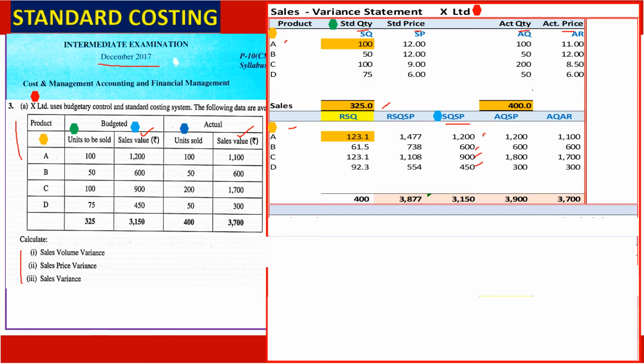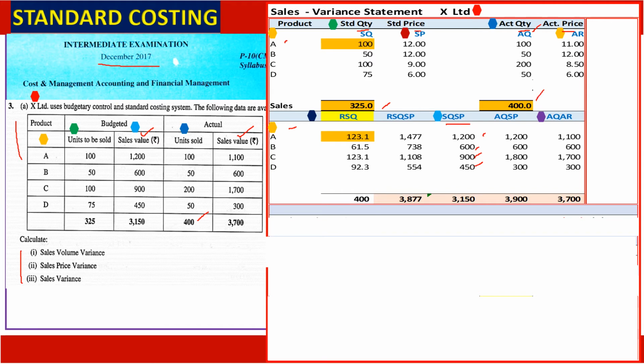Similarly, we have got actual sales, AQ. We make the posting 100, 50, 250. We have given actual sales value, AQ into AR, 1100, 600, and we have got all the figures posted. Once the posting is done, we know that we have sold 400.